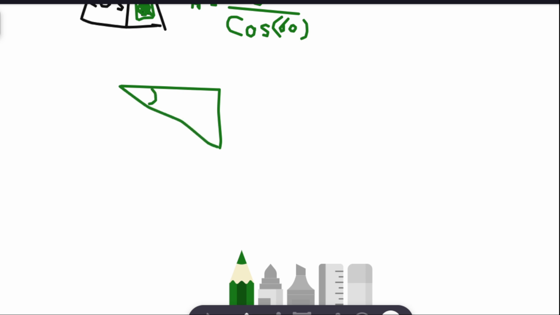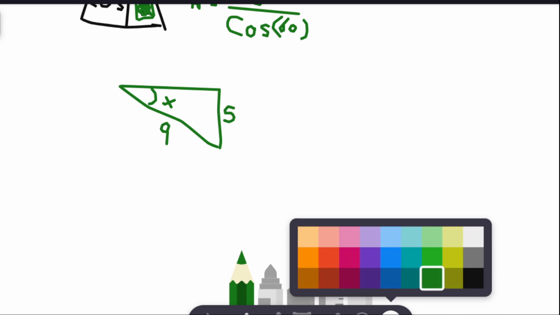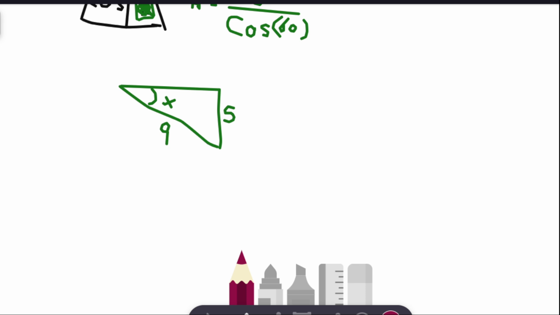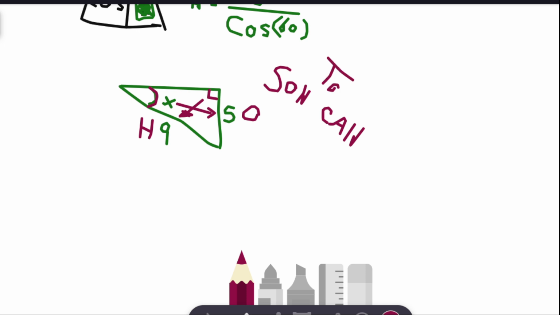Now if this is x here, and this is 5, and this is 9. So first, you need to know what this is. From the perspective of x, this is opposite to x, isn't it? Because it's just in front of it like that. And from this right angle, this is the opposite to the right angle. Opposite to the right angle is hypotenuse. So now, which one has O and H? Let's write them. SOH CAH TOA.